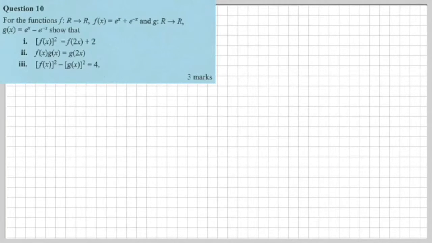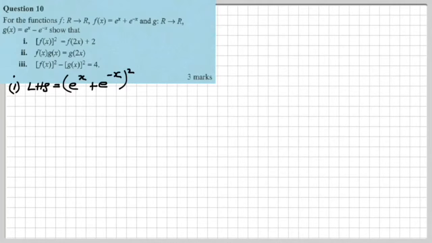Alright, another, question 10. We've got 3 likely looking customers here for us to deal with. It looks like f of x is e to the x plus e to the minus x, and g of x is e to the x minus e to the minus x. We have to prove those 3 things. Alright, we'll go with 1 now. f of x squared apparently is supposed to be equal to f of 2x plus 2. Not intuitively obvious at all, but let's go with it.